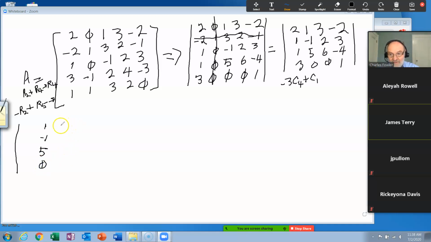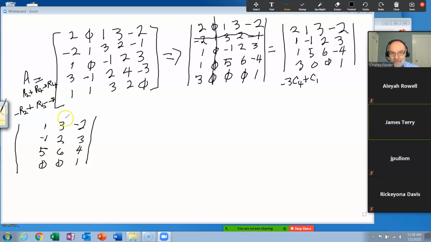Third column, 3, 2, 6, 0. Fourth column, -2, 3, 4, 1. So let's do the operation that we need to do on the first column that I've written down there.